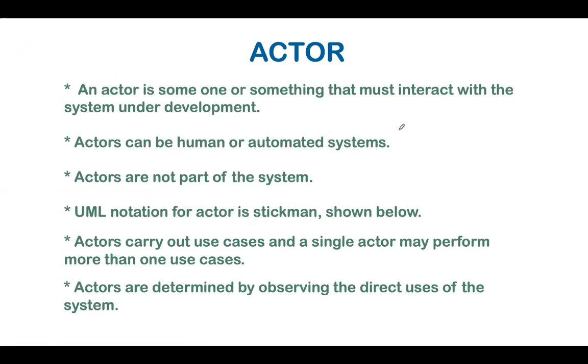Now let us look at one of the components that make up a use case diagram, one of them being the actor. I have already told you that an actor can be someone or something that must interact with a system under development, or with a system that you're working on. An actor can be an individual, an organization, an external system that wants to work with the system you're working on. It can even be an external device that you want to connect to your system.